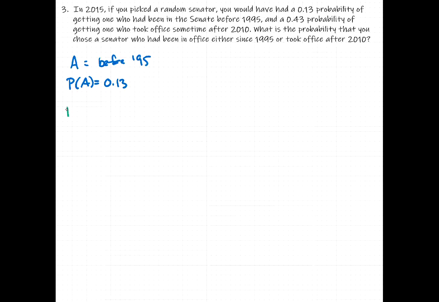Okay, so let's say B is after 2010, and the probability of that is given as 0.43. Okay, now the question: what is the probability that you chose a senator who had been in office either since 1995 or took office after 2010?